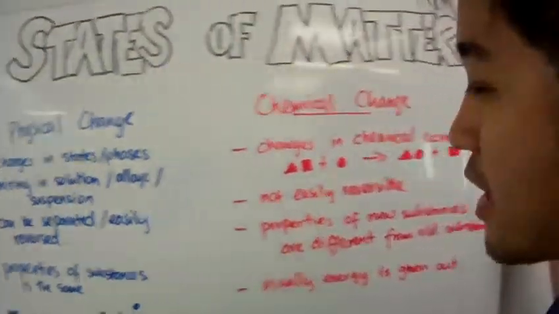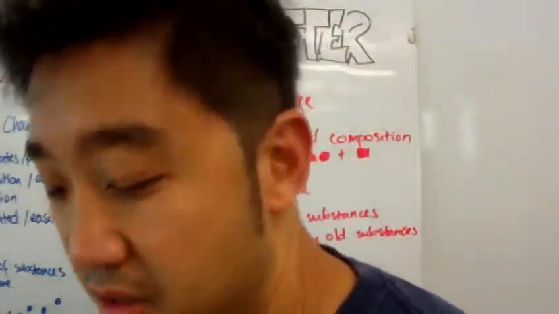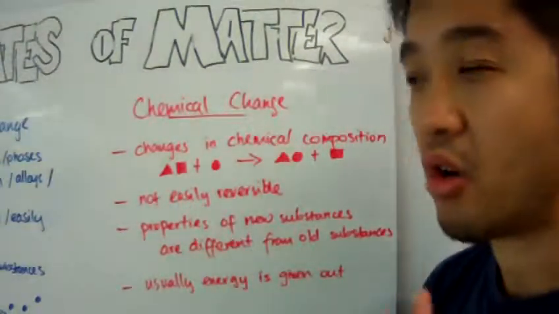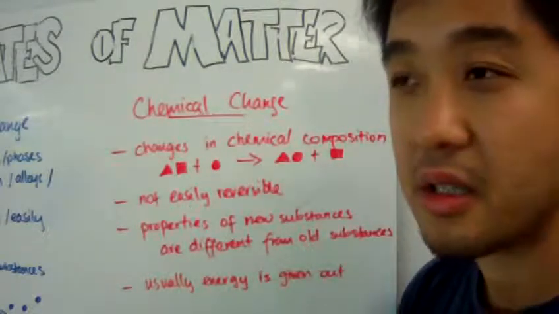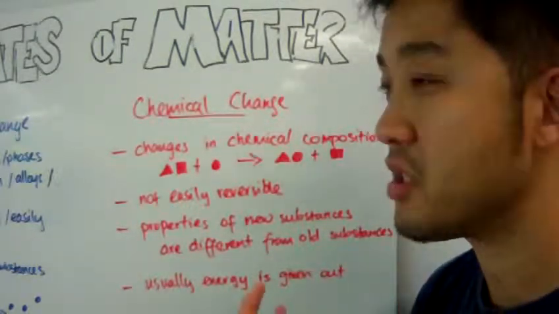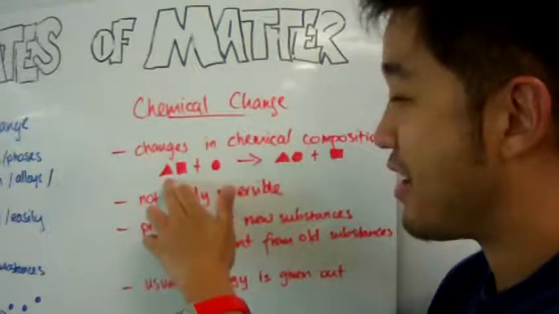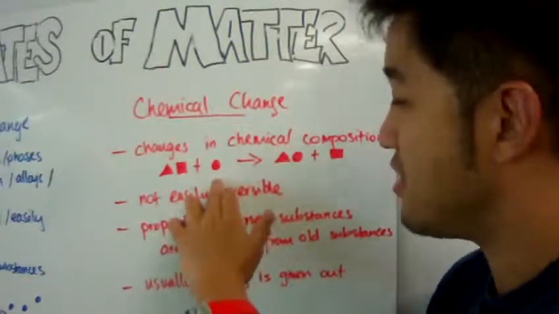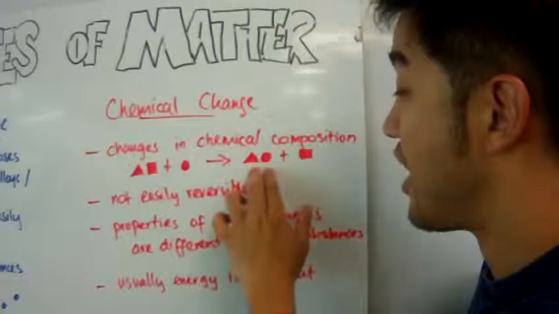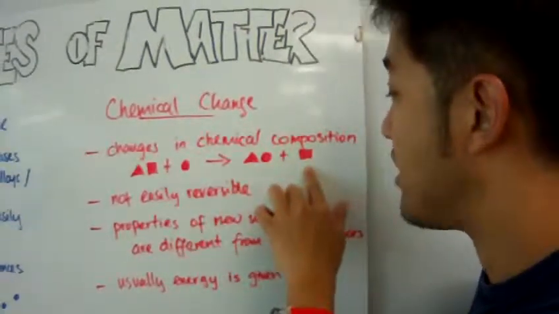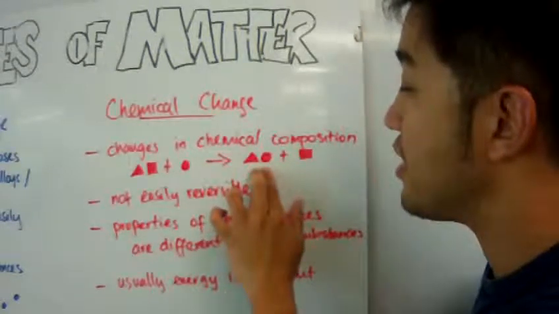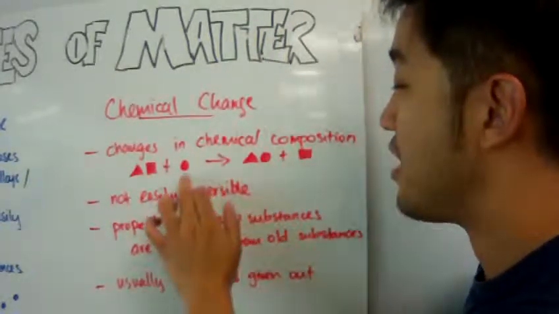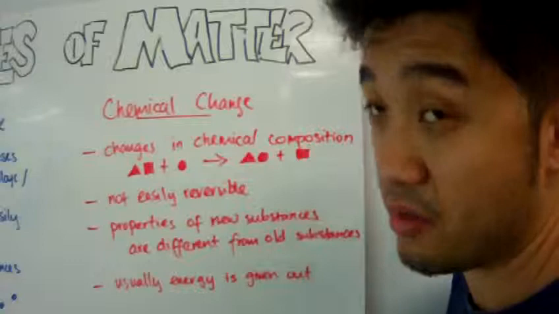Chemical change. Chemical change is also known as a chemical reaction. So when something undergoes chemical change or chemical reaction, the chemical composition of the substances changes. For example, I have this square and triangle substance reacting with a circular substance. And what we have in the end is a triangle-circle substance and a square substance. Now, the chemical properties of this substance and this substance are different. And the properties of this circle and this square are definitely different.